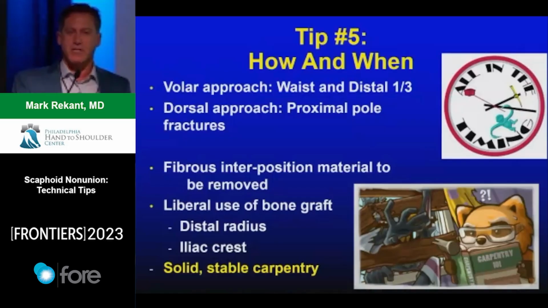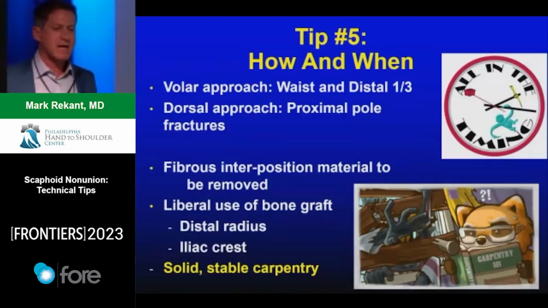It's very hard to see the distal scaphoid if you're going dorsally. The other tips and tricks is obviously you have to remove all the fibrous material. We'll hear later with nerves, if you leave scar, then the body just can't heal through scar. Liberal use of bone graft, I think, is key, whether it's from the distal radius, olecranon, iliac crest, which I've gotten away from.